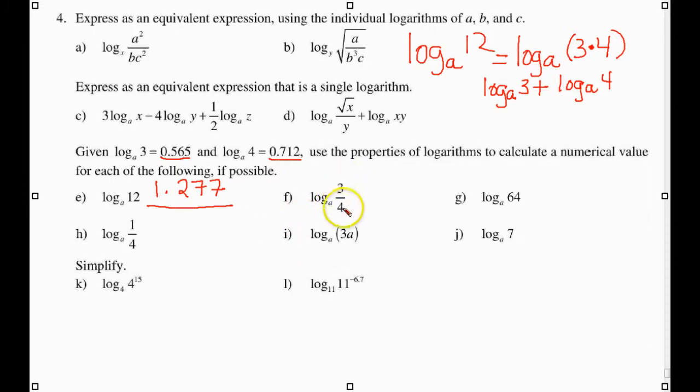So what do you think we're going to do here? Well, 3, whatever that is, minus the 4. Where here we were adding because we're multiplying, here we're going to subtract. So you're going to subtract this from that, and you're going to get a negative number, which is negative 0.147.